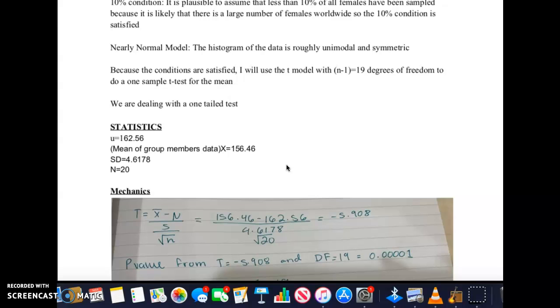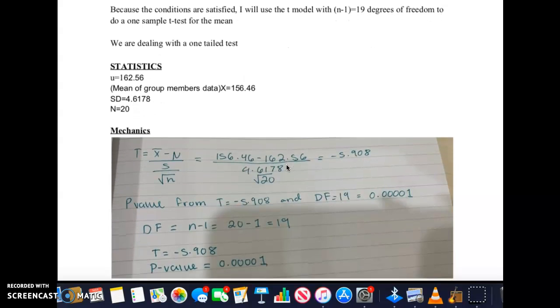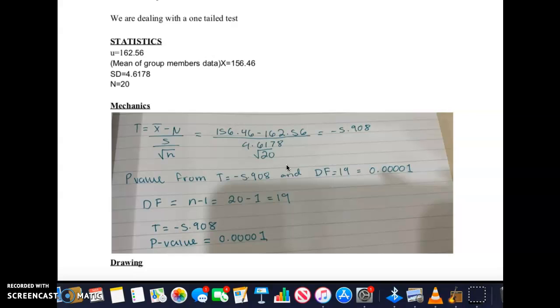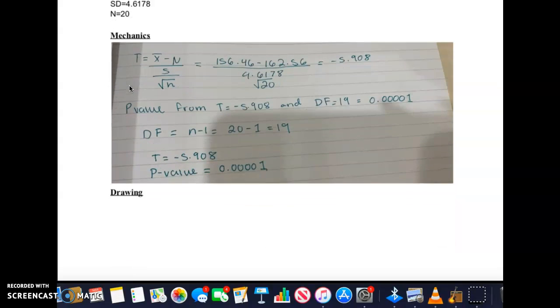Within this project, we are dealing with a one-tailed test, and these are the statistics that we collected. The mean of the group members' data, x-bar, equals 156.46, which was the mean of all the data values we collected. The average is located right on the top, which is 162.56. Our standard deviation for our data values was 4.6178, and our sample size is again 20.